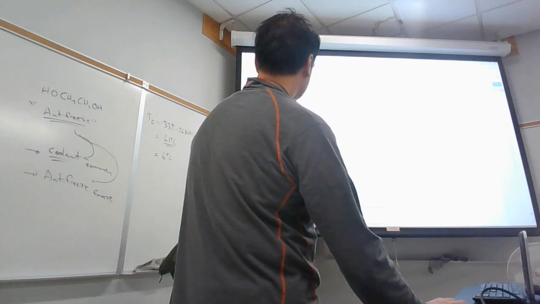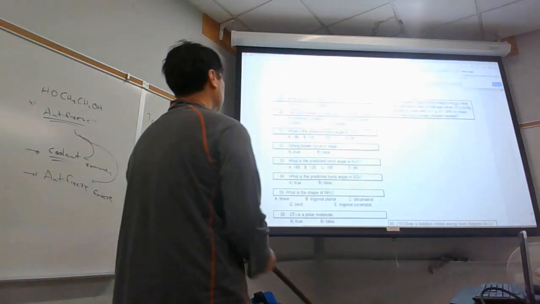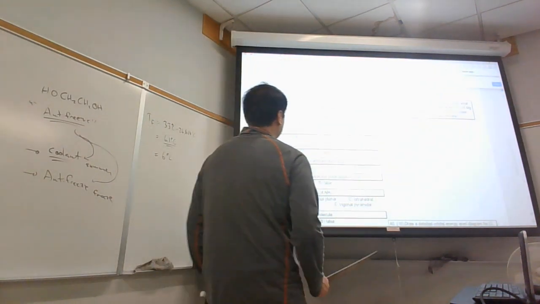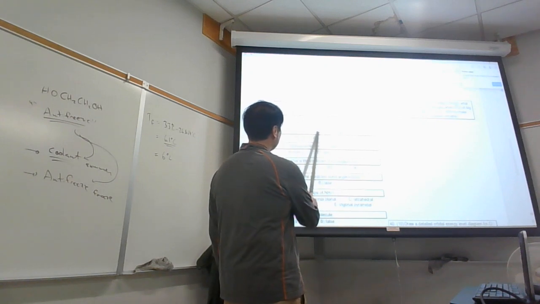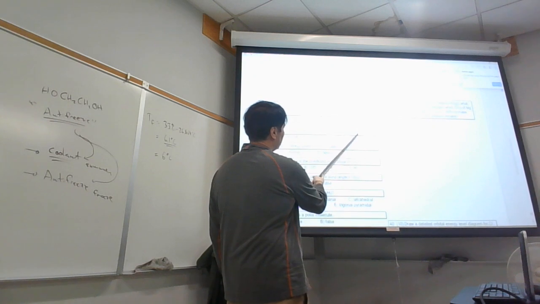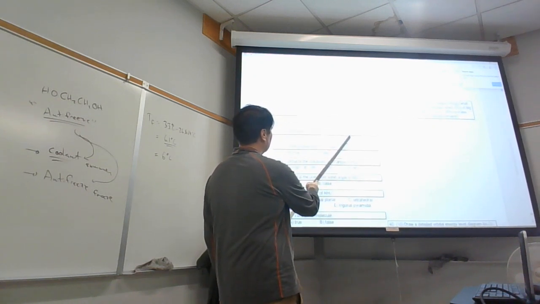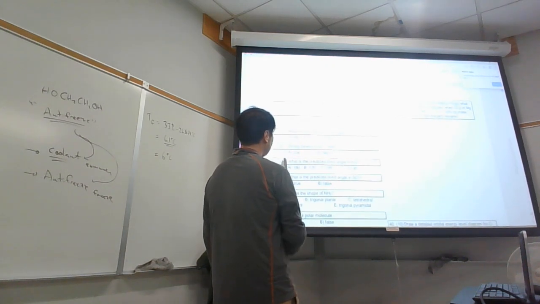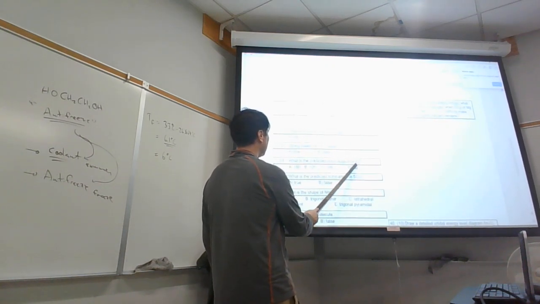Well, that is the predicted bond angle on the dioxide. Yeah, I didn't make it clear, did I? What is the predicted bond angle? And so that's not clear. With CO2, there's no distortion. So what is the bond angle in CO2? 180. What is the predicted bond angle in H2O?